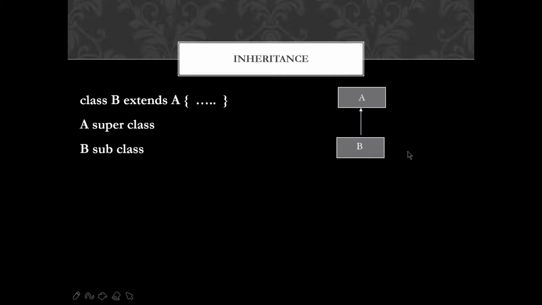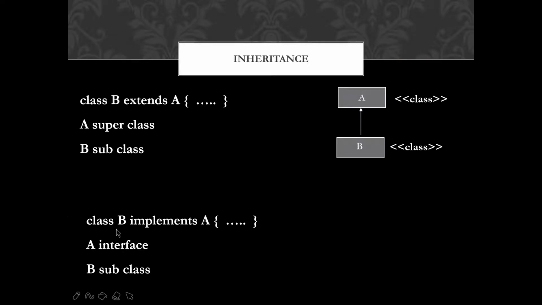Now diagrammatically, if you want to represent it, you need to represent it like this. That means B and A both are classes, then B will be acquiring the properties whatever are there in A, but not vice versa. You need to understand that one. B can get the properties of A, but A can't get the properties of B. Okay, so this is one way, by using the extends keyword.